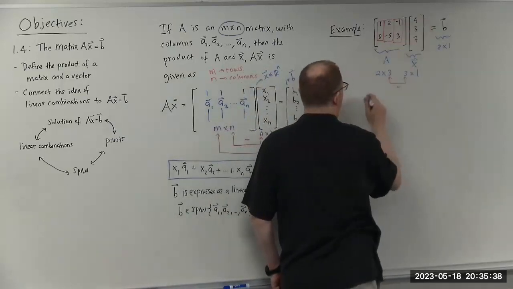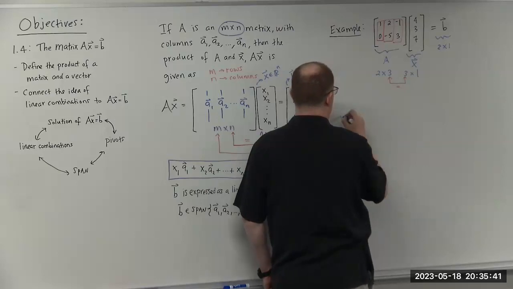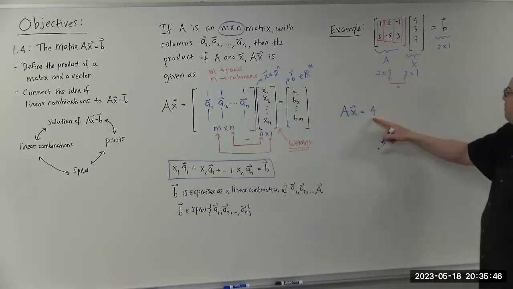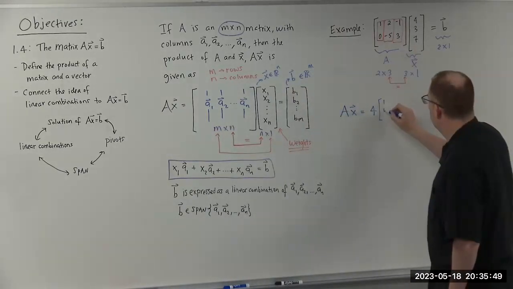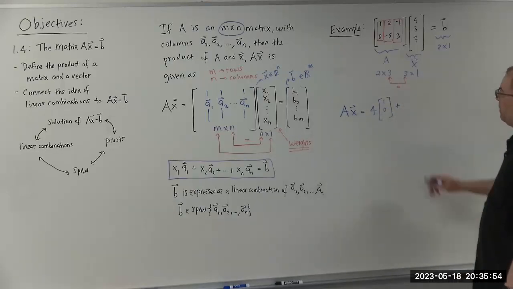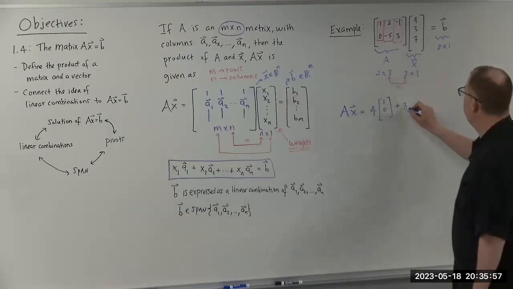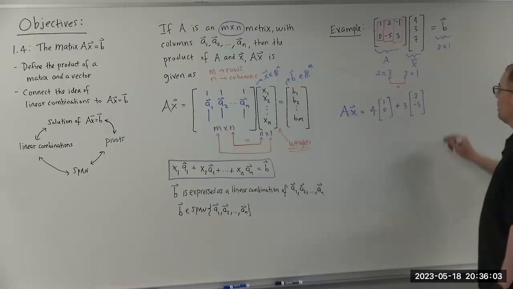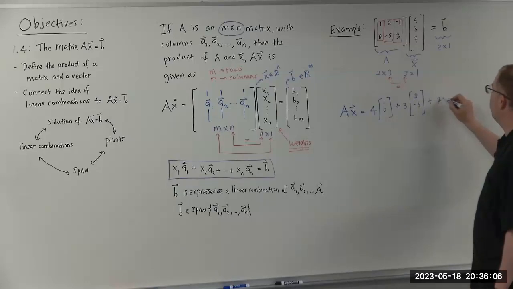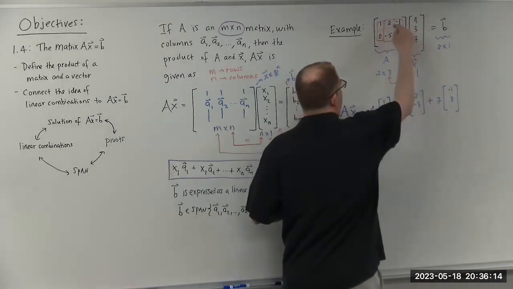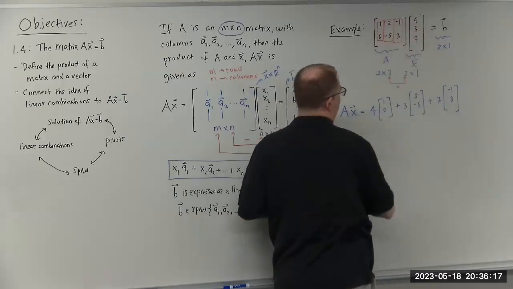So A times X is going to be 4 times the first column vector, plus 3 times the next one, 2 and -5, plus 7 times -1, 3. Again, all I did is take 4 times the first column, 3 times the second column, and 7 times the third column.